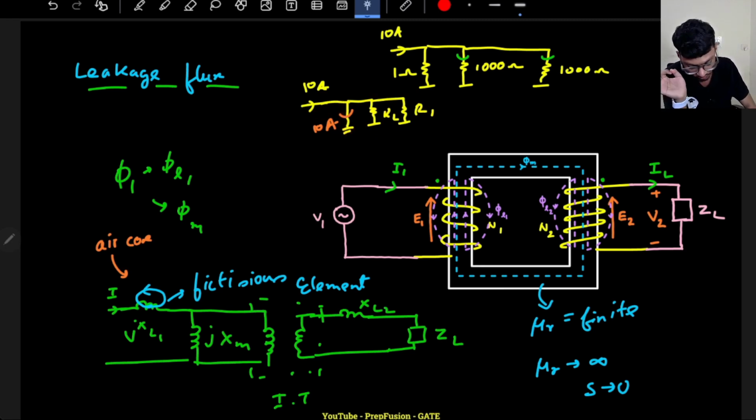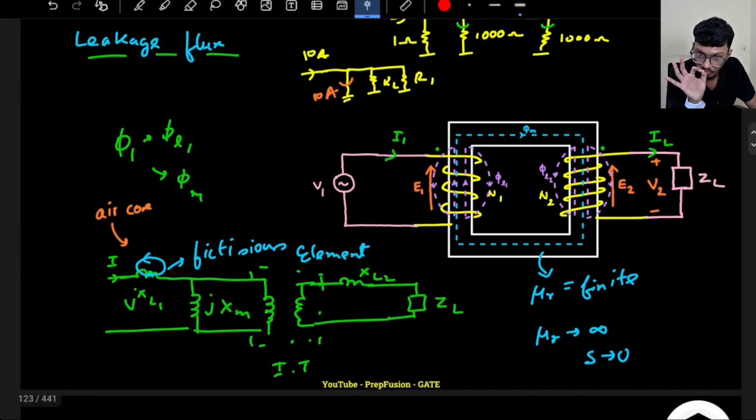The same thing is happening here. If the permeability of the core had been infinite, there would not have been any leakage flux. All of the flux would have flown through the ideal transformer, and it would have been an ideal transformer only. But we know this is not an ideal transformer. Permeability is finite, so of course the current will have different paths to choose from. I hope you have understood this. This is one of the non-idealities.